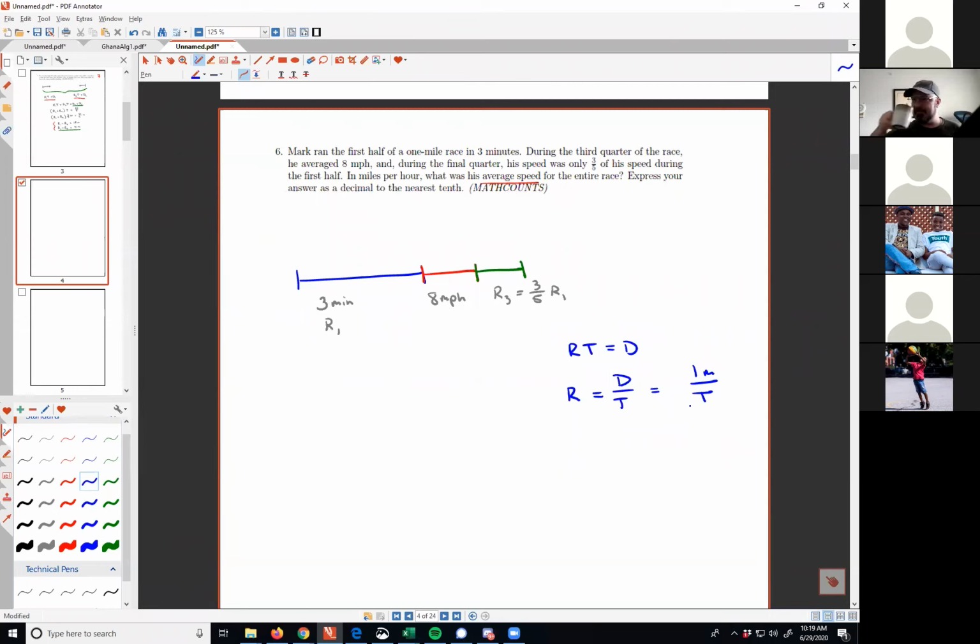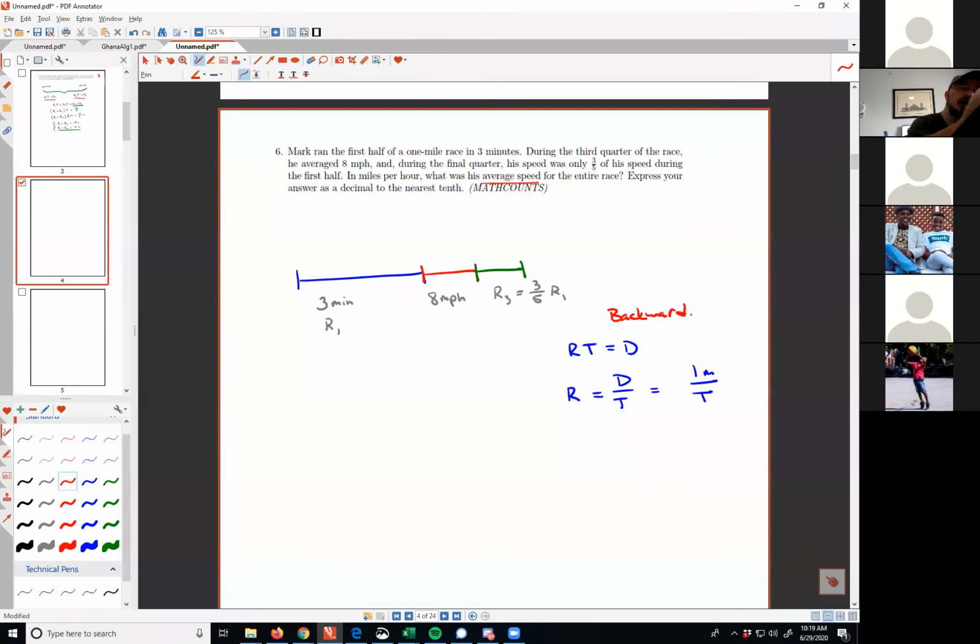Can't we start by finding the distance of R1? I mean the rate R1, because we know that's half of the race, so that would be 0.5 miles. Possibly, but before we decide exactly what we're going to do with the given information, if we think backward, that's what we're doing over here on the right.